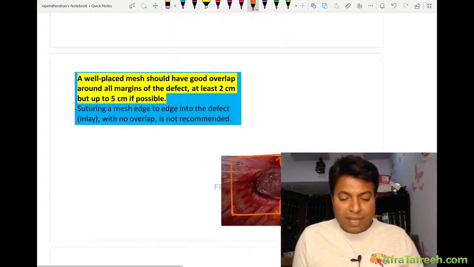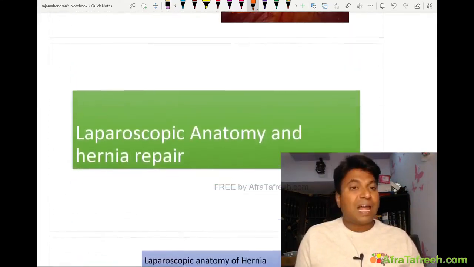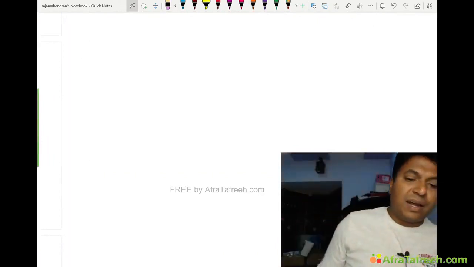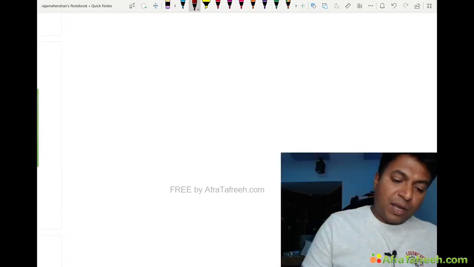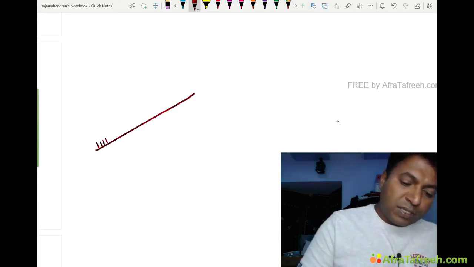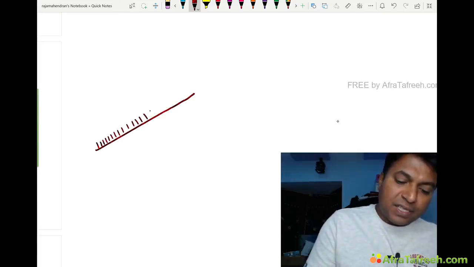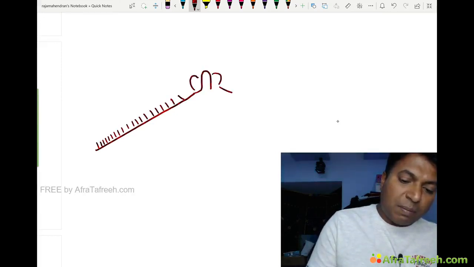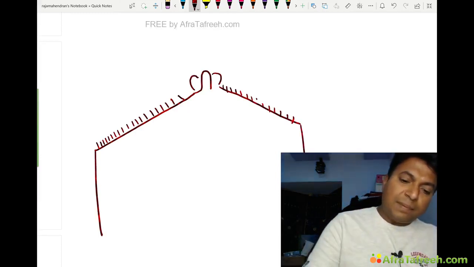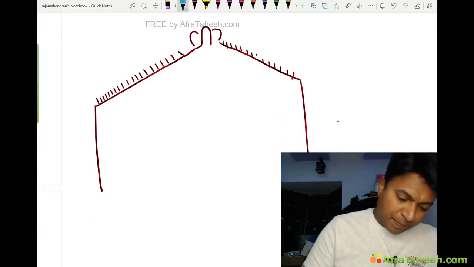So in hernias, my aim of discussion is to discuss the laparoscopic anatomy of hernia. My aim is not to discuss the general hernias because you will be knowing them very well. I wanted to discuss the laparoscopic hernias. So this is the inguinal ligament. The patient I am seeing from above downwards. This is the penis, this is the scrotum, like that you remember. This is the inguinal ligament. This is the abdominal wall. I am seeing the patient from the head end.